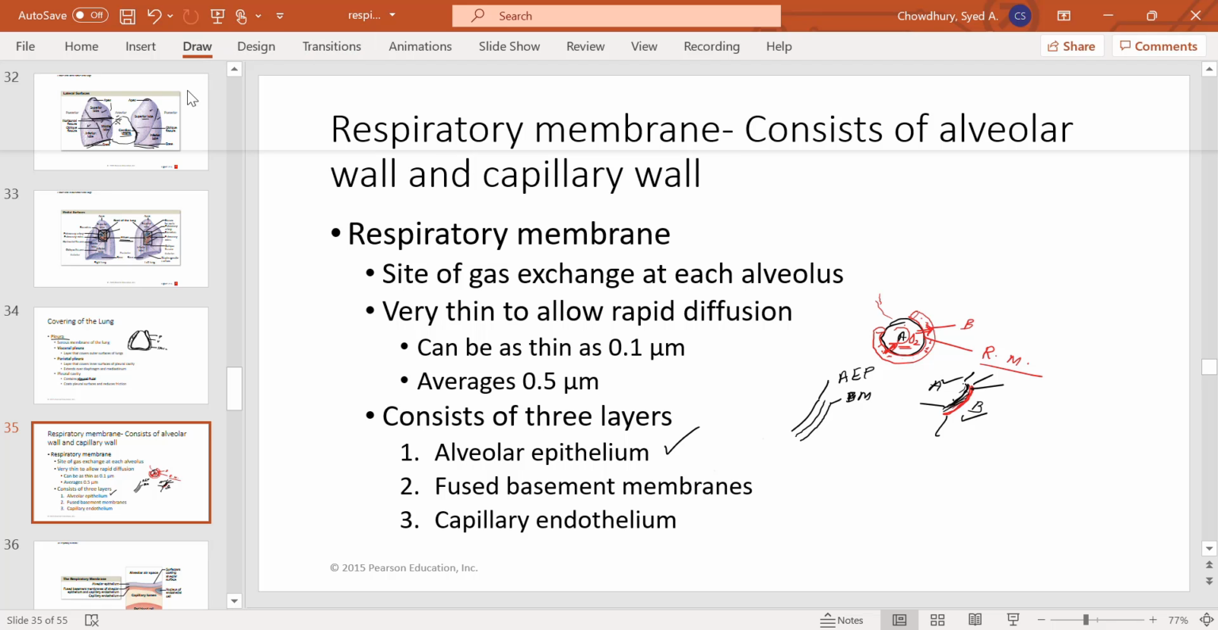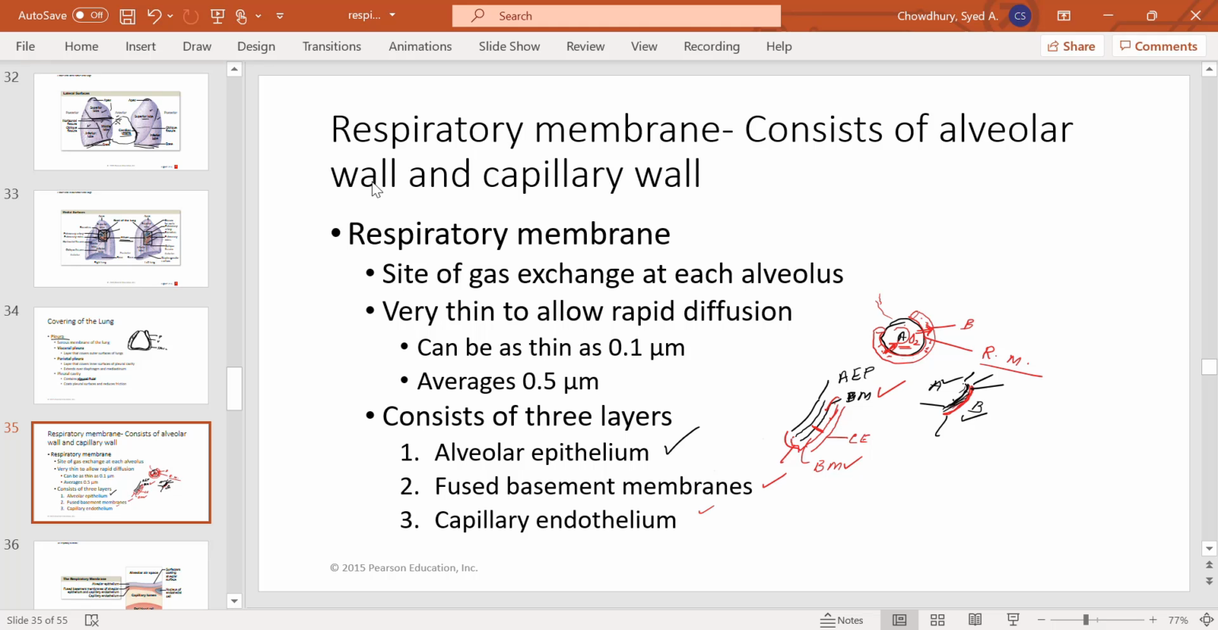Now the capillary wall also has two layers in it. The basement membrane and the capillary endothelium. So this is the capillary endothelium and this is the basement membrane. So you see both the alveolar wall and the capillary wall have basement membrane and they are attached to each other. So we can say fused basement membrane, this part. Two basement membranes coming from each wall.